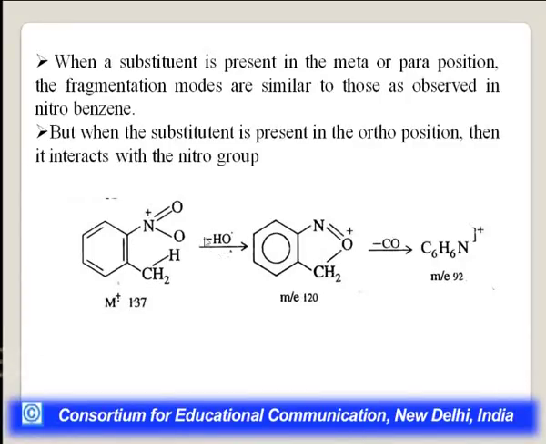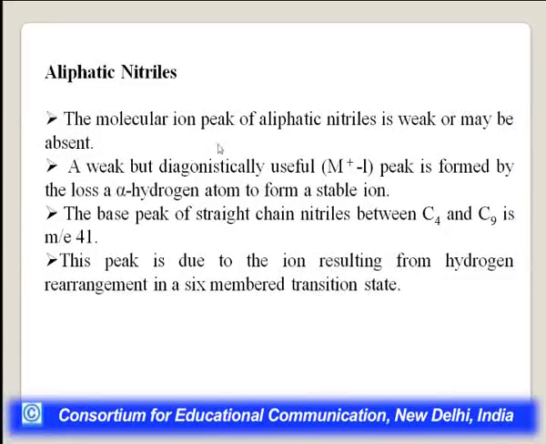By the removal of this kind of radical, we will get this kind of molecule. Here cyclization forms, and with the removal of this carbon monoxide, you will get this kind of cation at a value of 92. So you can easily confirm whether a nitro group is present in ortho position or not by the observation of this kind of significant peak in the mass spectrum.